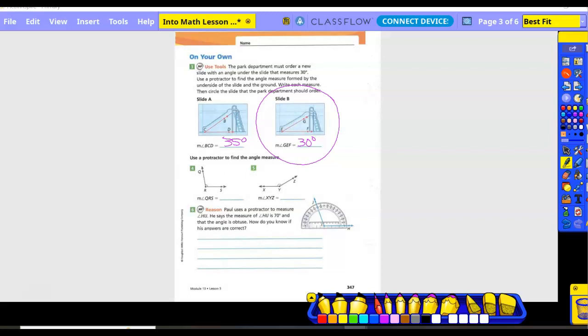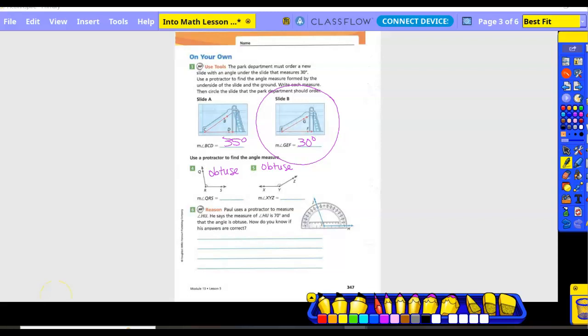For 4 and 5, we are going to use our protractors and line those up, and then decide what our measurements would be. What type of angle is number 4? Obtuse, because you can tell it's more than 90, right? What about 5? Obtuse as well. Are we going to use the smaller number on the protractor or the larger number? The larger number.